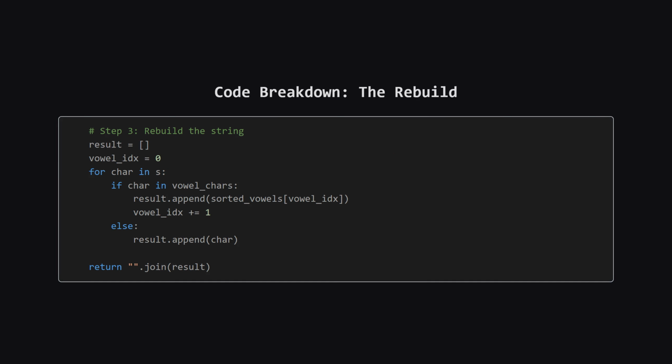And this last part is exactly the same as in our first approach. We loop through the original string one more time. If we hit a consonant, we add it. If we hit a vowel, we add the next character from our sorted vowels string that we just built. The logic is identical, we just got our sorted list in a more efficient way.